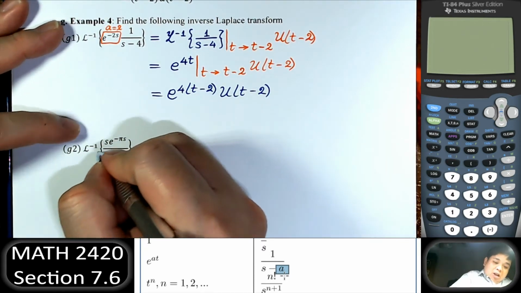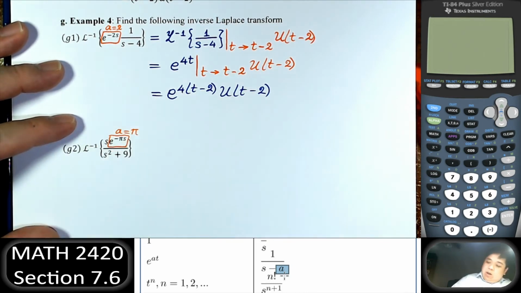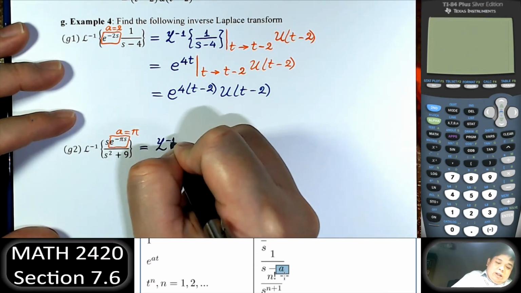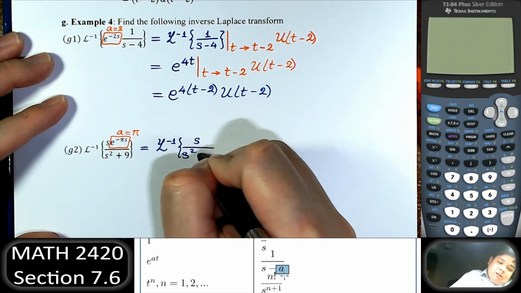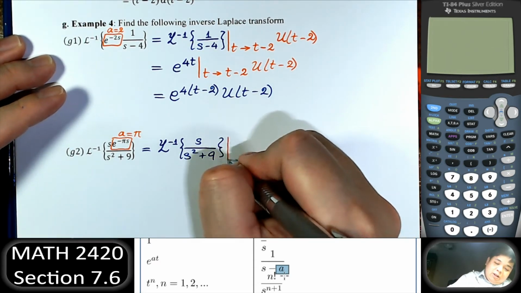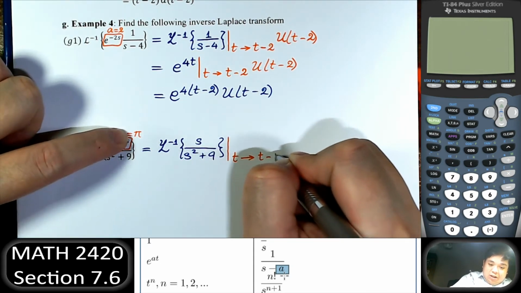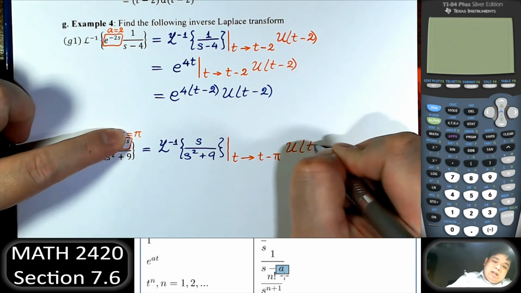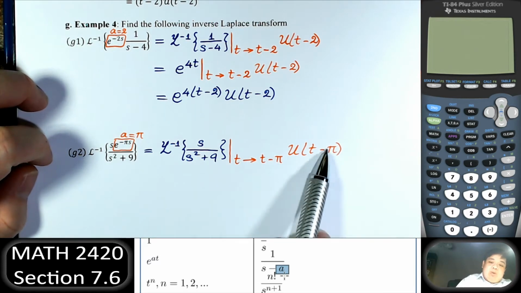So find the inverse Laplace transform when we have e to the negative pi s. Well, a is equal to pi. So first thing we do, two things, but we're going to have Laplace transform of what's left of the problem. Then we do two things. First, whatever the transform is, replace t by t minus that number, and then u of t minus that number.